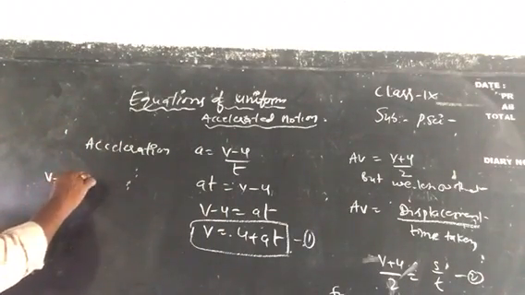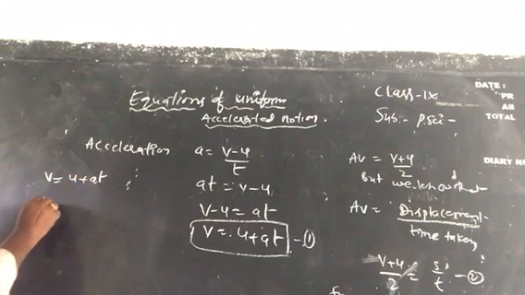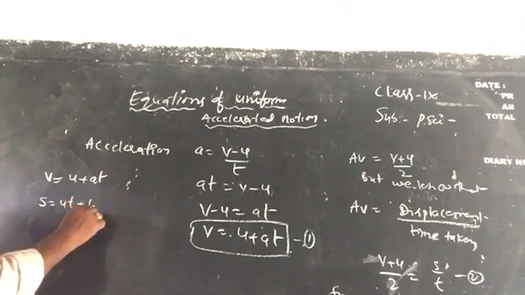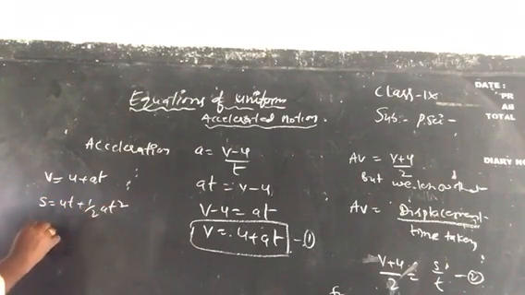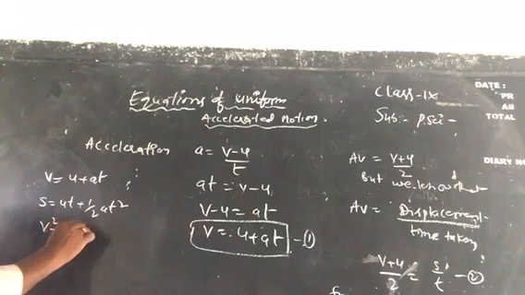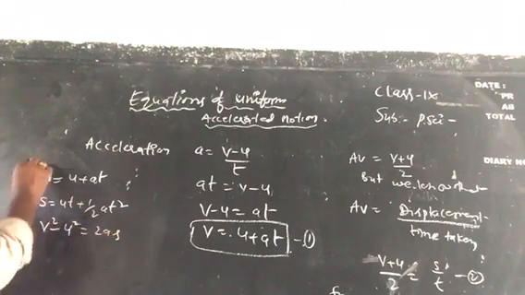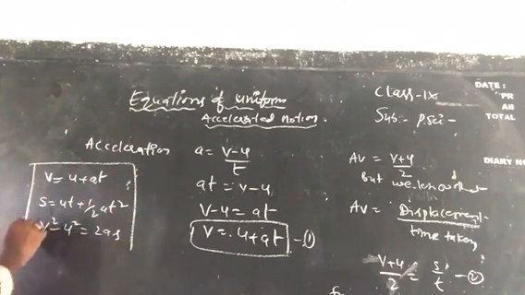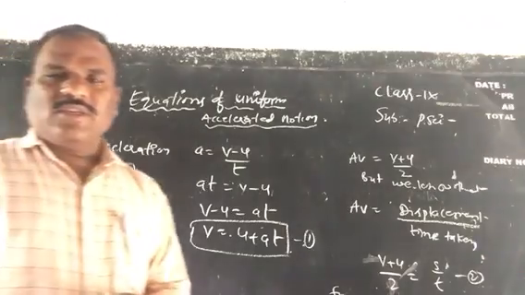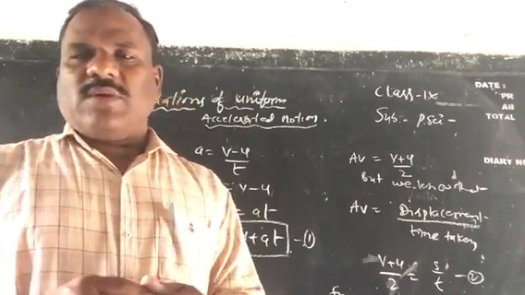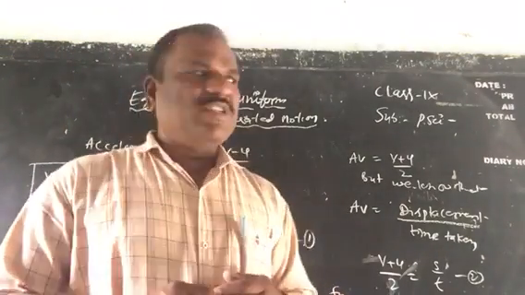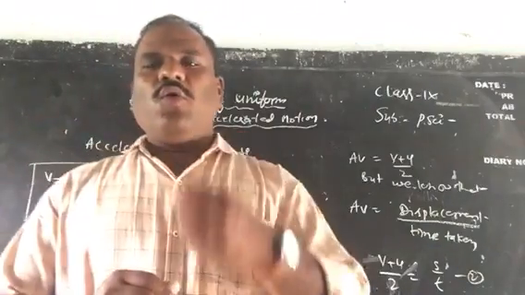v equal to u plus at, and s equal to ut plus half at square, and the third one, v square minus u square equal to 2as. So these are the three equations of motion we are going to derive today. Let us understand the concepts. First of all, children, let us see the first equation of motion, that is v equal to u plus at.